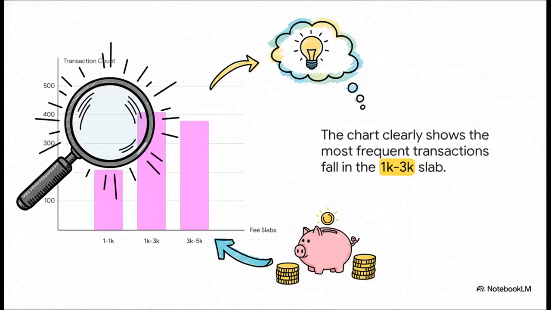That's it. And boom, there it is, the answer to the bank's million-dollar question. By grouping all those individual transactions, we've clearly identified that the 1,000 to 3,000 range is the most common one. Think about what we just did. We took a giant, messy list of numbers and turned it into one single piece of actionable intelligence. That's the power of profiling.